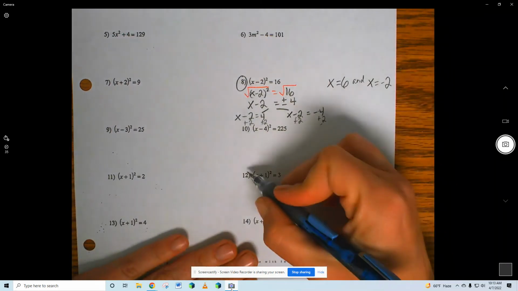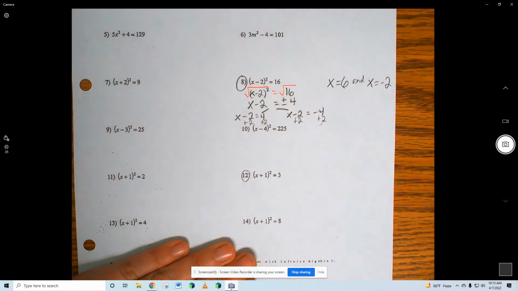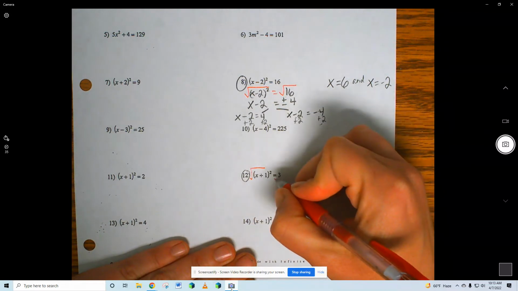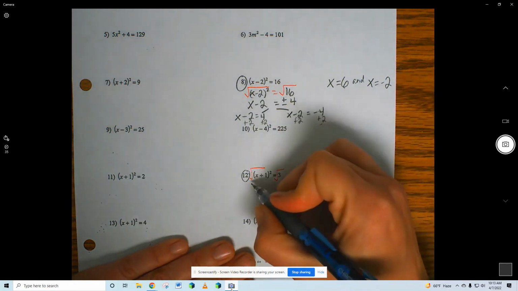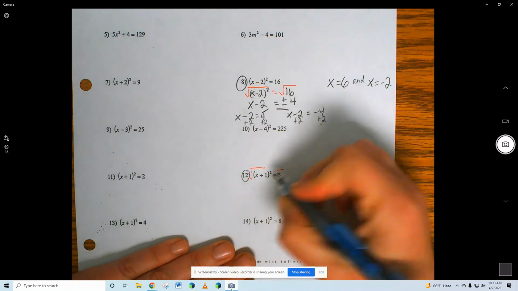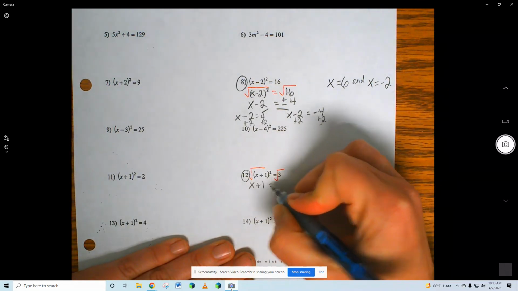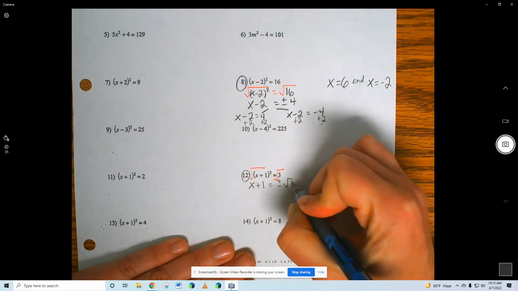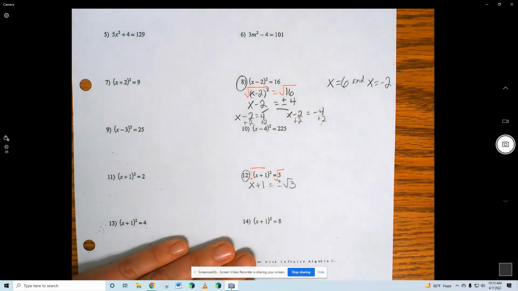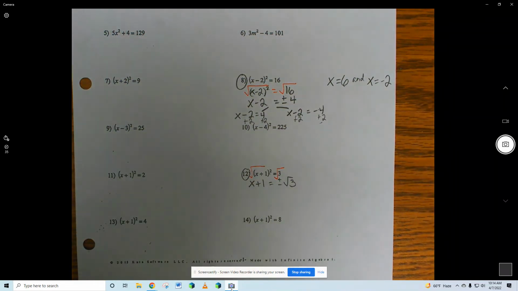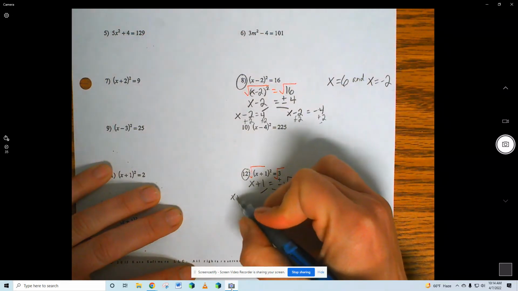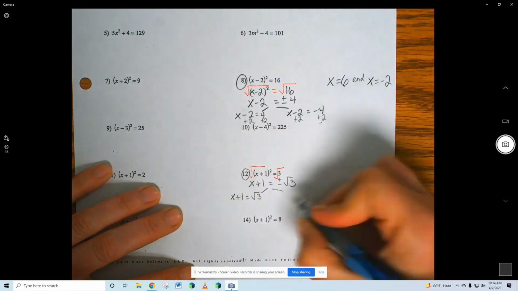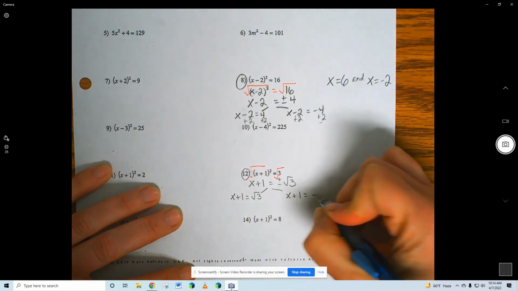Let's also do number 12. Why not? Maybe I'd save space if I square root right here. I think I could do that. And not write it below it. So the square root and the squared cancel each other out. I get x plus 1 equals plus or minus rad 3. This is a good one. Rad 3 can't be broken down. So I split it. And I have x plus 1 equals positive rad 3. X plus 1 equals negative radical 3.